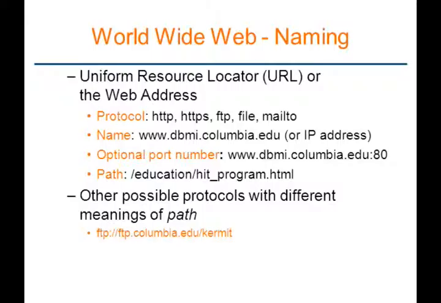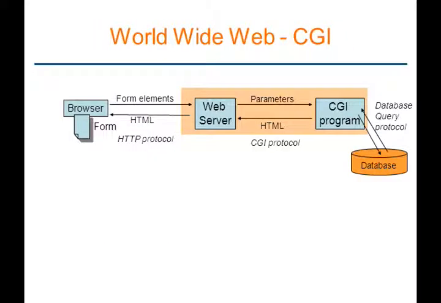Now there are other possible protocols, as we talked about, FTP, etc. And for places like FTP, the interpretation of what path actually means would change. So if you would try to do ftp://ftp.columbia.edu/kermit, you will find that it takes you to a directory called kermit, and there's a bunch of files there that if you want you can just drag to your desktop, and it will complete that activity using the file transfer protocol.